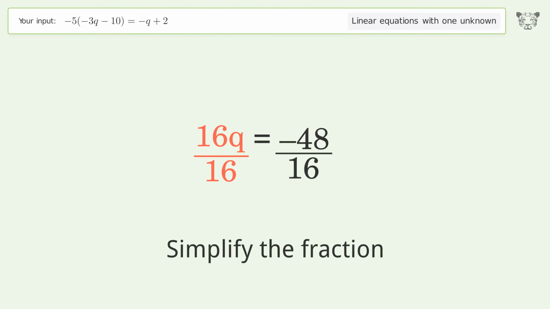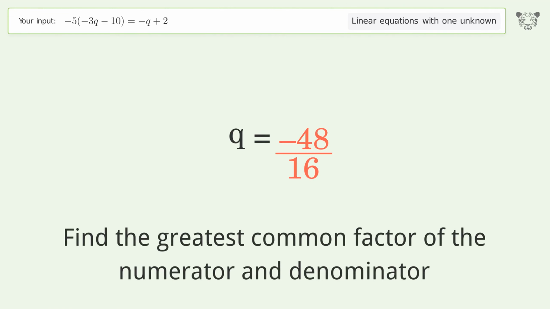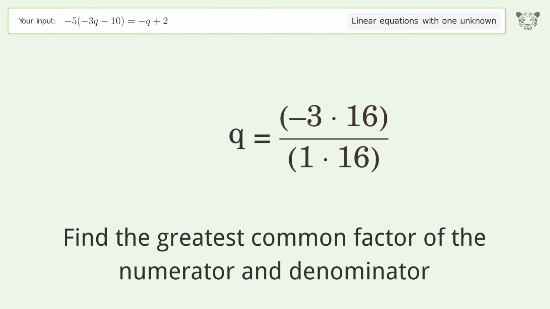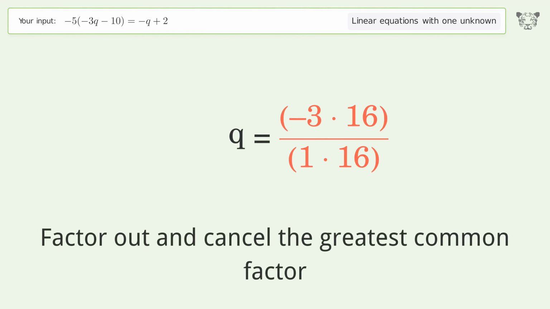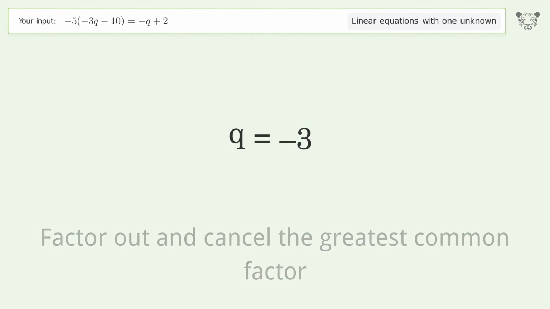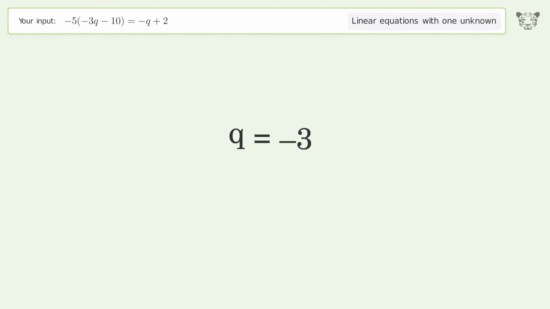Simplify the fraction. Find the greatest common factor of the numerator and denominator. Factor out and cancel the greatest common factor. And so the final result is q equals -3.